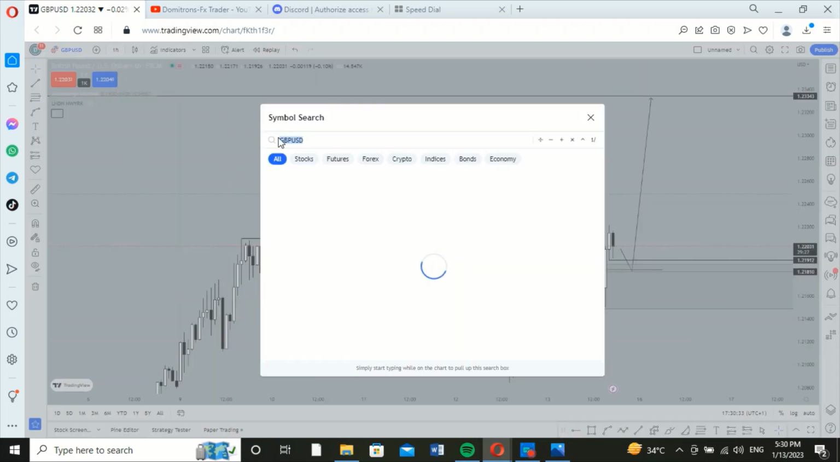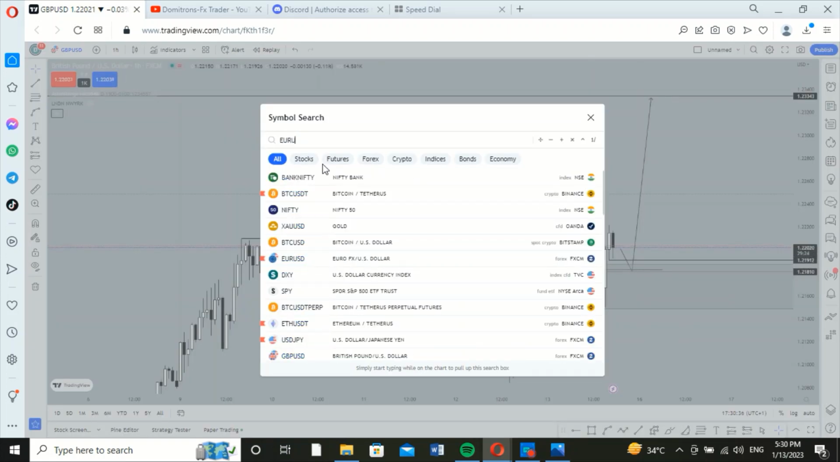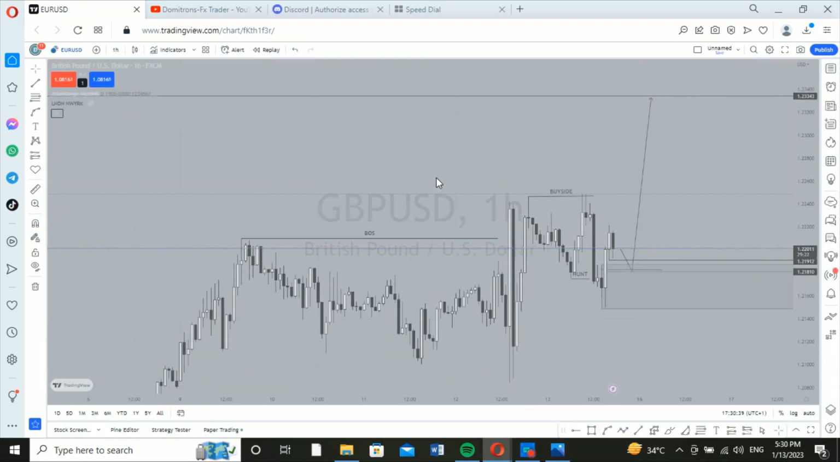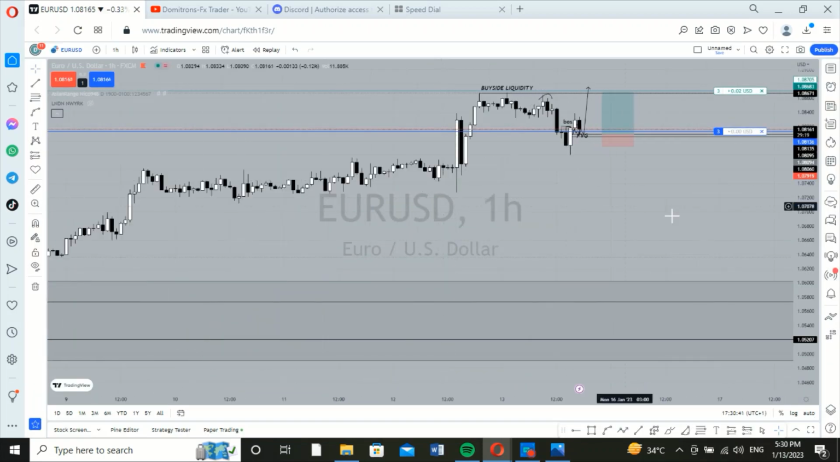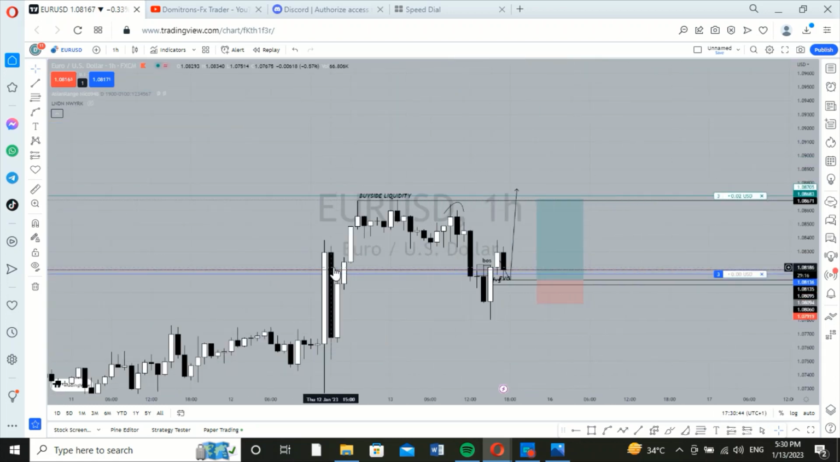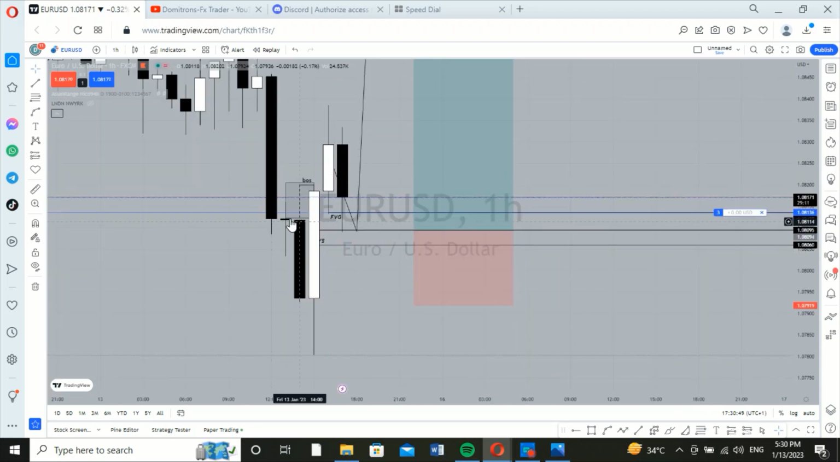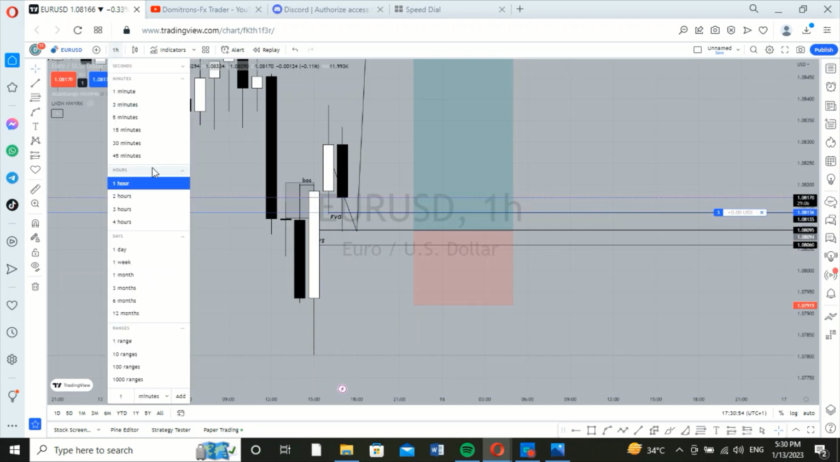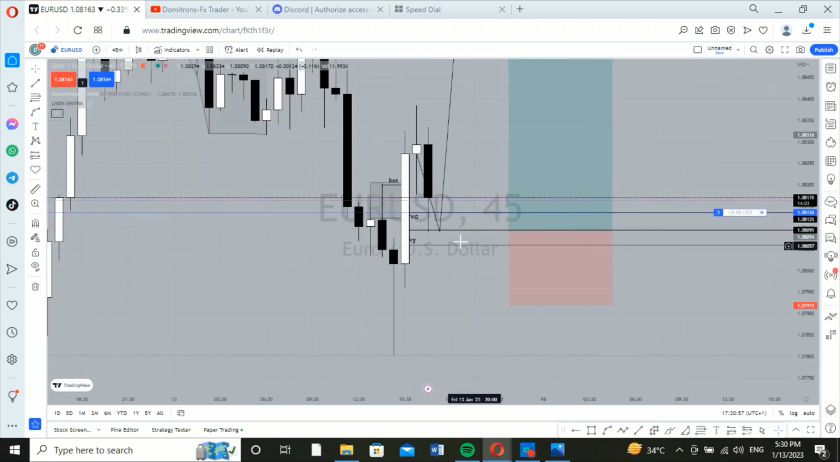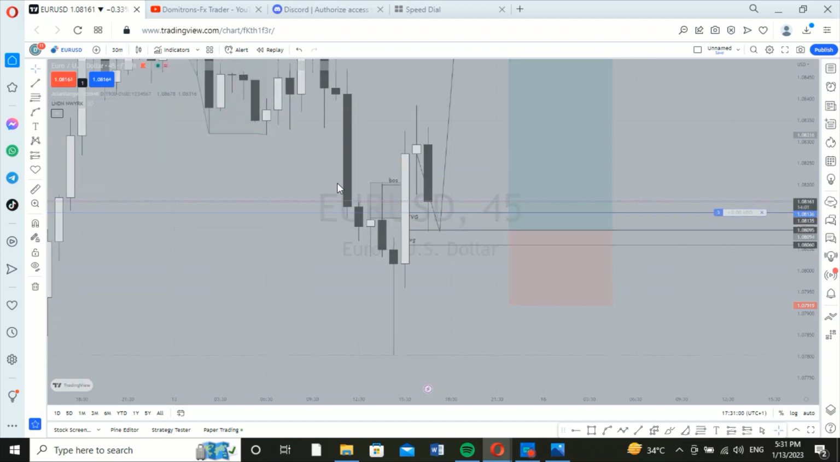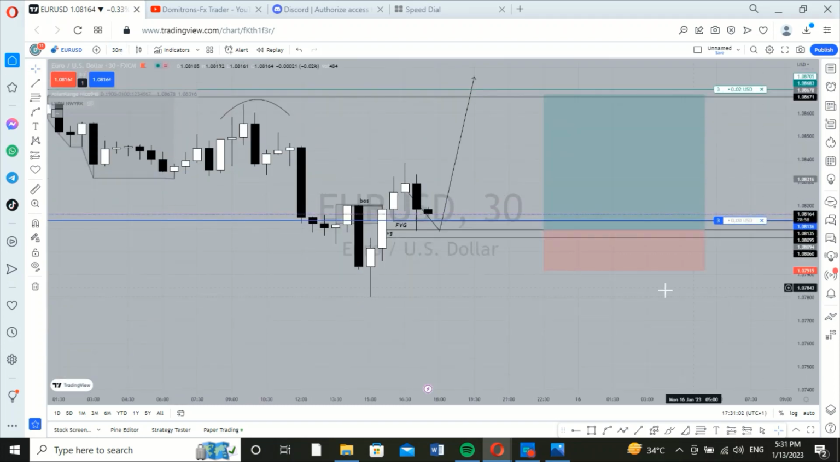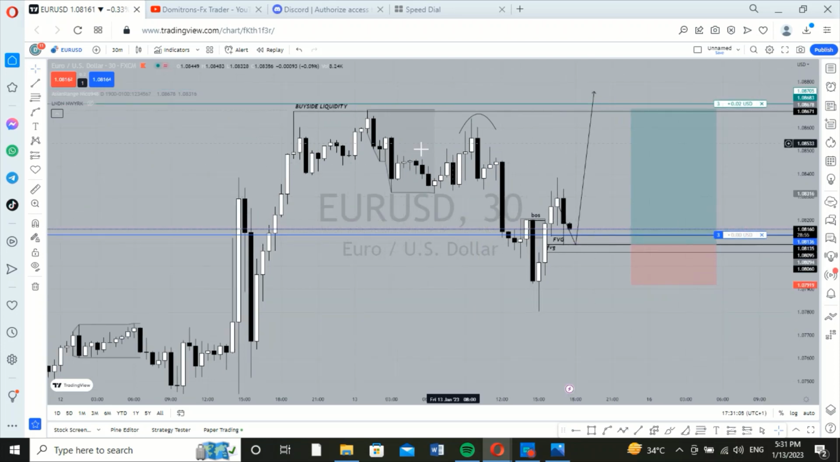So back to eurusd. We see it right here, still the same thing on the 1 hour. This is our order block. So it is inside our order block, and 45 minutes right there. Then we have the 30 minutes right here. So I'll pause the video and we'll see how far it has gone after everything.